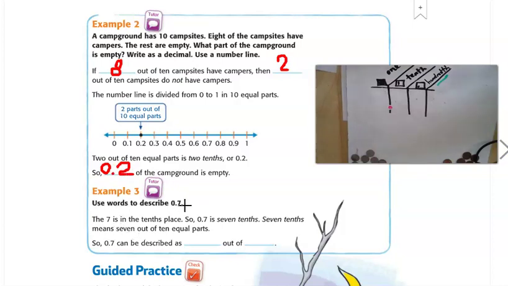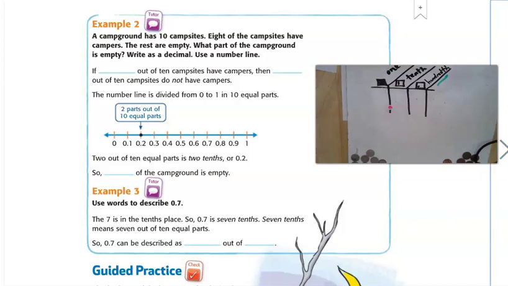Use words to describe 0.7. 7 is in the tenths place, so 0.7 is 7 tenths. 7 tenths means 7 out of 10 equal parts. 0.7 can be described as 7 out of 10. But if you were to write 7 tenths, that would be perfectly acceptable as well.